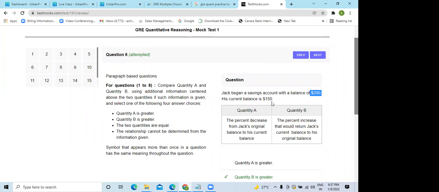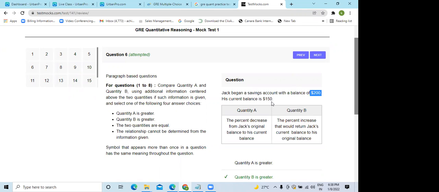What is the original amount? 200 initially. Agreed? Agreed. Now the amount has become 150. Now it should be increased to how much? 200. So what is the increase or decrease? You should increase it by 50. And what is the base? 150. You understand the logic, Vedant, now? Yes, sir. It is one third, 33%, right?